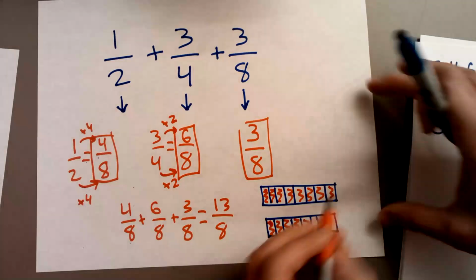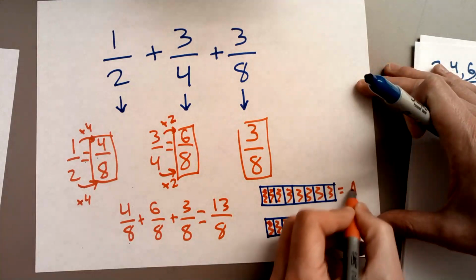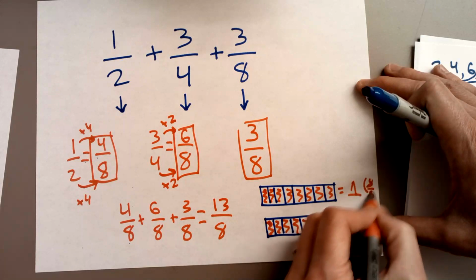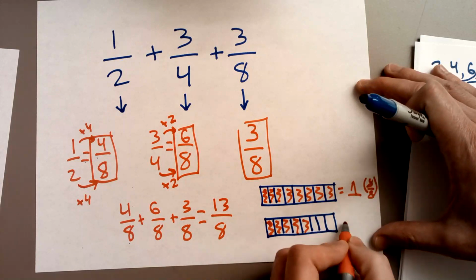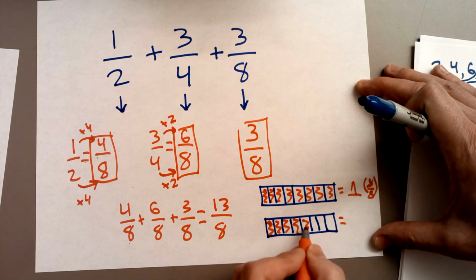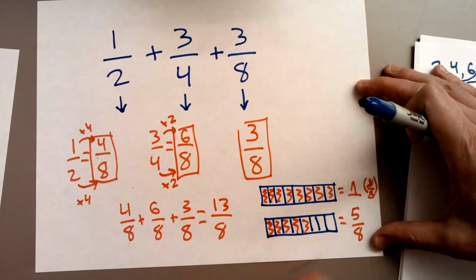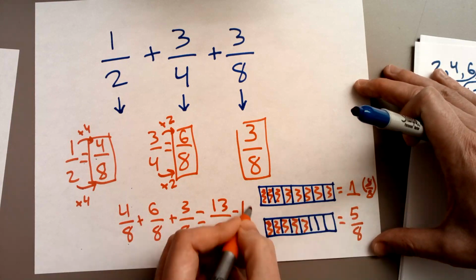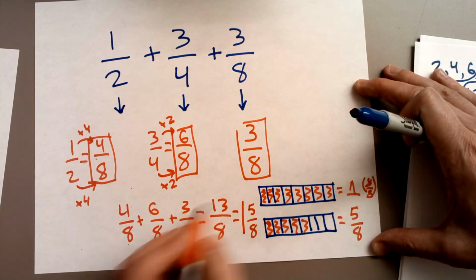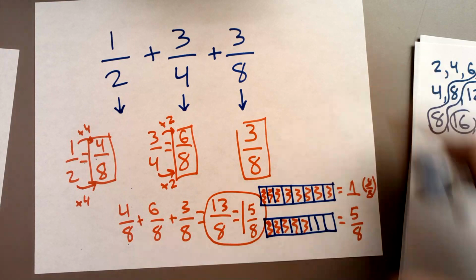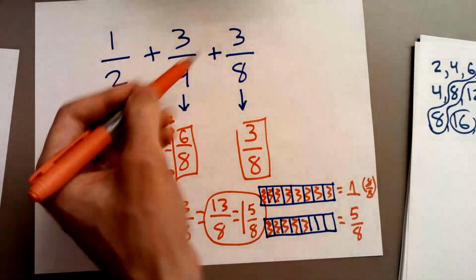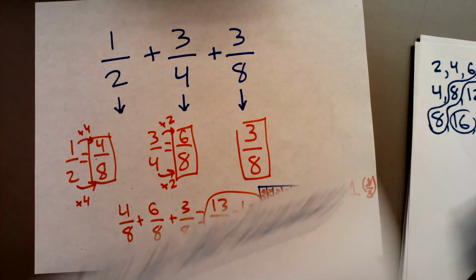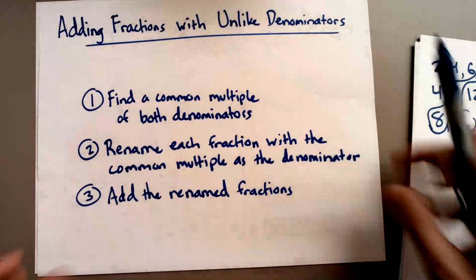So here I have one whole, or 8/8. 8/8 in parentheses, I ran out of room there. And here I have 1, 2, 3, 4, 5/8. So I can also write 13/8 as 1 and 5/8. That is the sum of 1/2, 3/4, and 3/8. Okay, when you're adding fractions with unlike denominators, just follow these 3 steps.